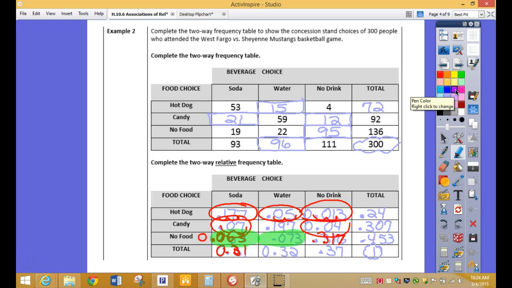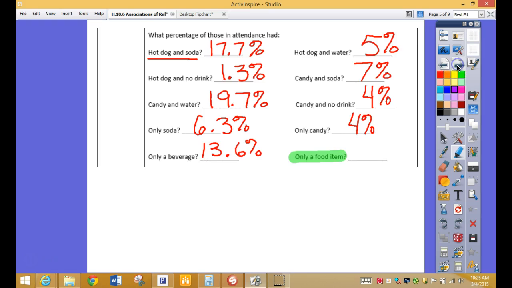Okay, now take that knowledge to answer the only a food item. If we look back here, only a food item. So, can I do the hot dog and soda? No. How about no drink? Can I do a hot dog and no drink? Yes, because that's only a food. Hot dog and no drink right there. Candy and no drink. Those are the only two. So that's 1.3% and 4%. What did those add up to be then? You should end up with 5.3%. All right. Those are the only two we're going to do in our notes. So you can start on your homework assignment, pages 7, 8, and 9.